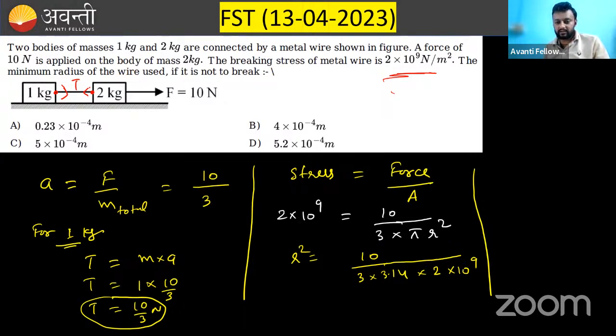After this, 3 into 3 is 9, and 9 into 2 is 18. That is 10 by 18, or 5 by 9. You can solve that and you will get the answer. If I do it here, it will take a longer time, so you can solve it yourself and the answer will be yours.